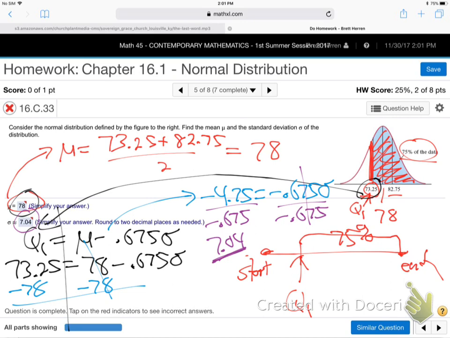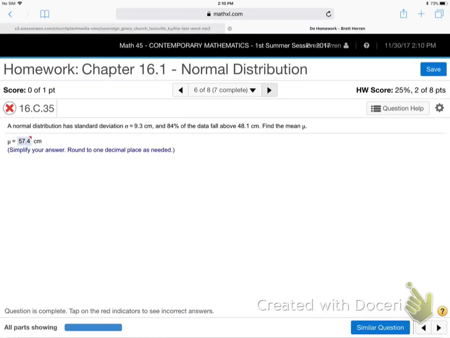All right. Okay, a normal distribution has standard deviation 9.3 and 84% of the data fall above 48.1 centimeters. Find the mean mu.